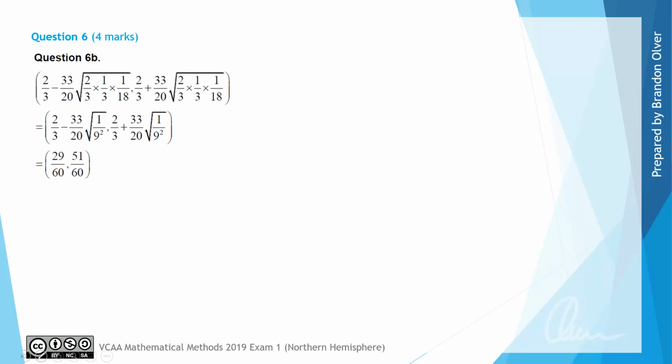So from the examiner's report, we can see that they quoted their final answer as a common denominator over 60, but because it's just as acceptable, you could also have written that second fraction here, instead of being 51 on 60, it could have been 17 on 20.